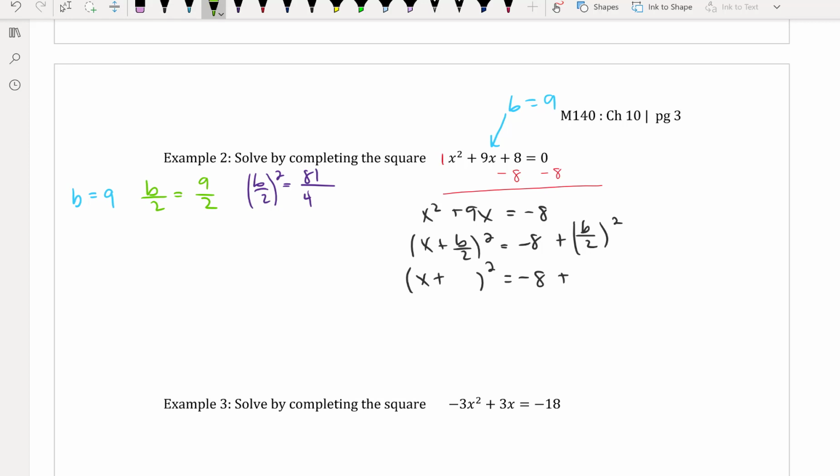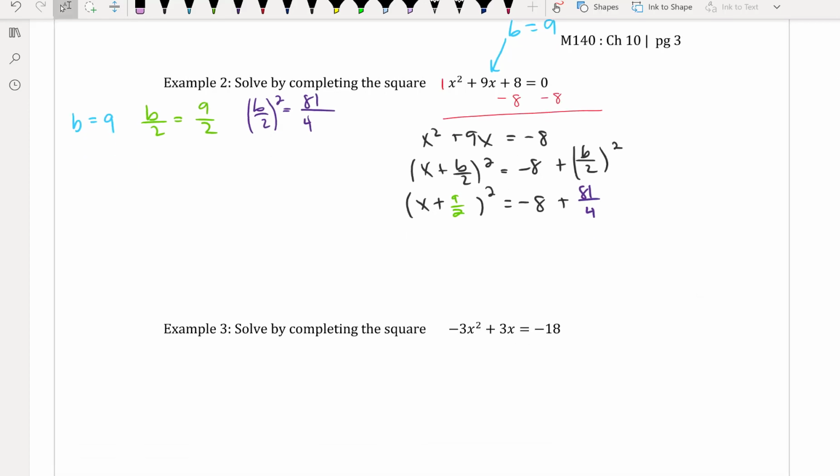So here my b divided by 2 is 9/2. So I'm going to keep it as a 9/2. And that b divided by 2 squared is my 81 over 4. So now I'm going to have x plus my 9/2 squared is equal to, now I'm going to plug this into my calculator, negative 8 plus the fraction of 81 divided by 4. Now I'm going to get my 49 over 4.